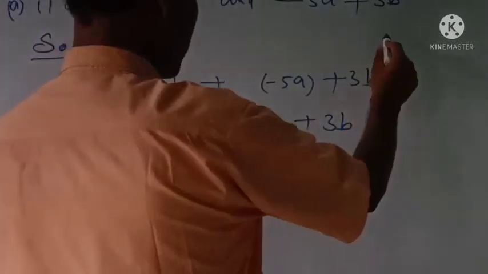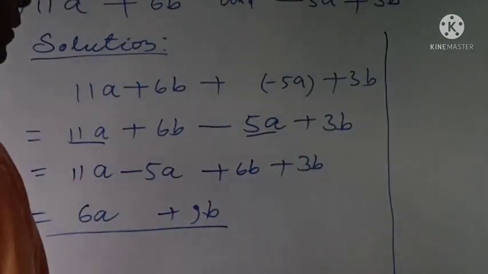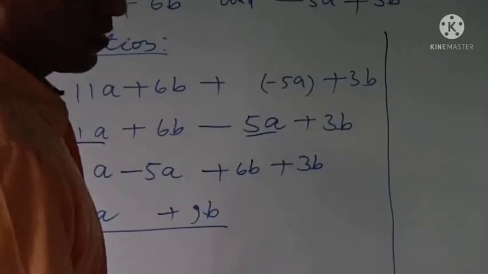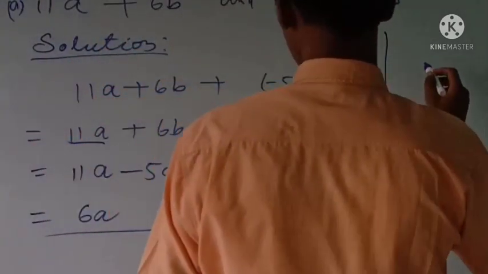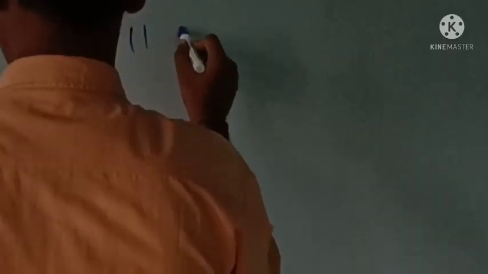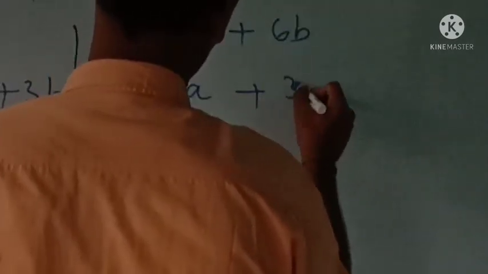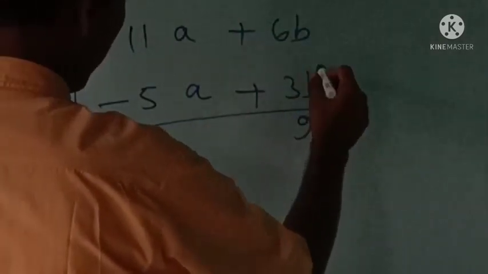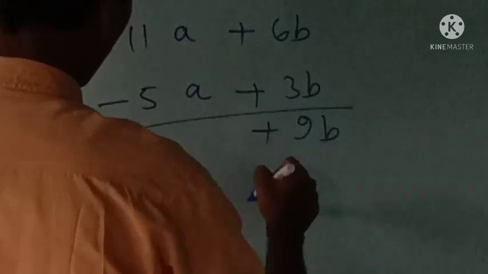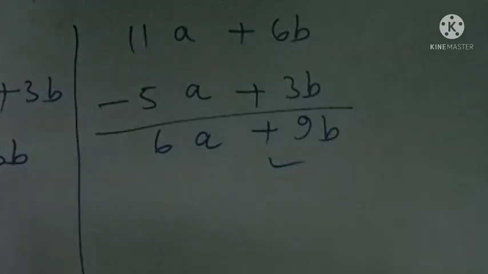If you want, you can do it a little differently also. This we have done horizontally, you can do it the vertical way also, but it is better to do it the horizontal way. While solving equations, you'll have to do it the horizontal way. If you want to do it the vertical way, you can. See 11a plus 6b. Next, minus 5a plus 3b, you can write vertically. Now see 6 plus 3 is 9, and this b will remain as b, then 11 minus 5 is 6a. Like this also you can do, 6a plus 9b. Are you getting me?